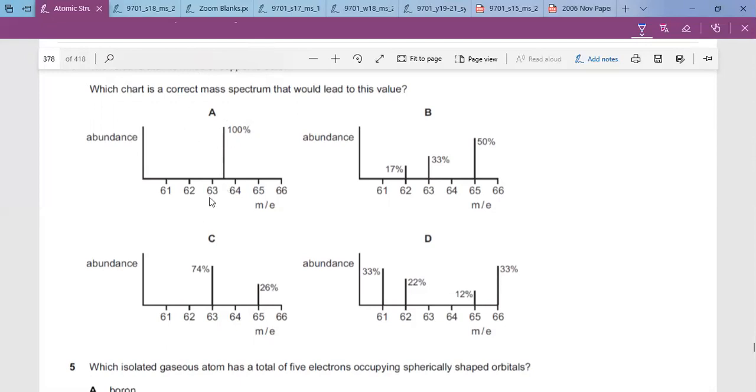You can have 36, 63, or 64 at 100%, but that means only one isotope. Got it? So it's either B, C, or D. Then you work it out and calculate. Of course, it's C. So this is how it comes up.